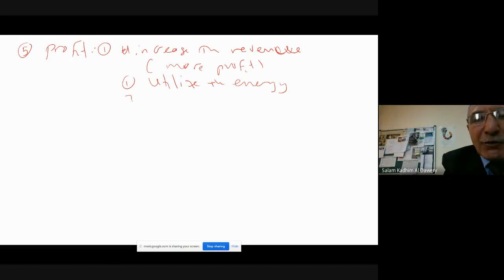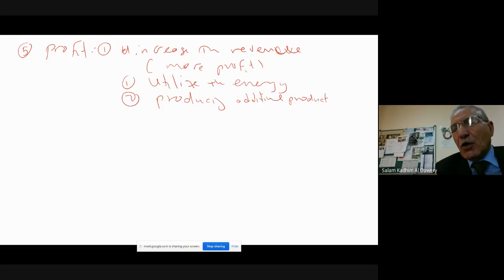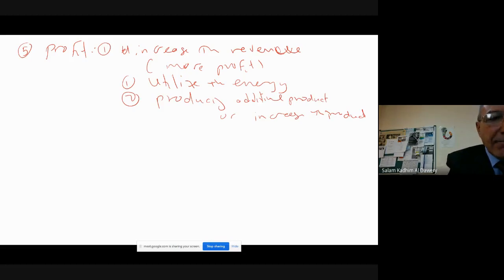Second, you may have more product, or you have another material producing additional product by using the control system, or increase the product based on your control system.